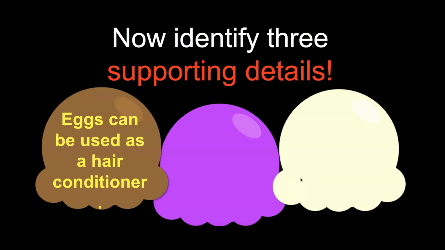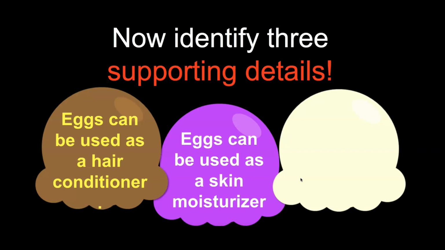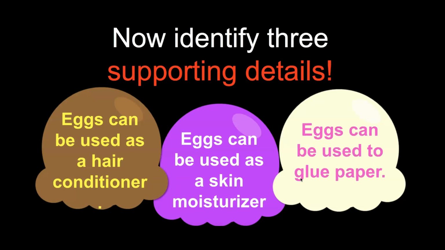Its eggs can be used as a hair conditioner. And again, remember our main idea, that eggs have many uses. Another supporting detail: eggs can be used as a skin moisturizer. And again, that supports our main idea that eggs have many uses. And finally, eggs can be used to glue paper.